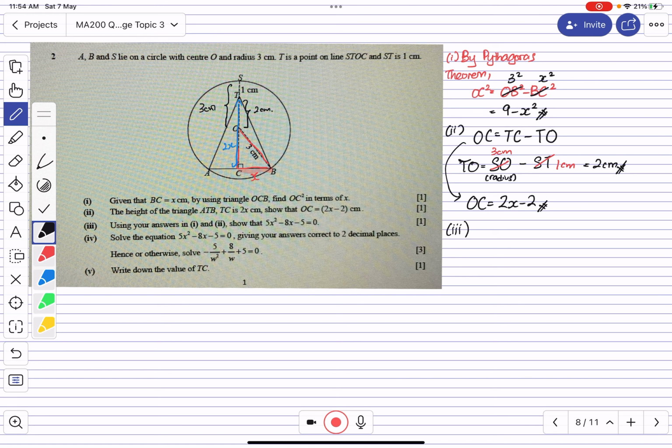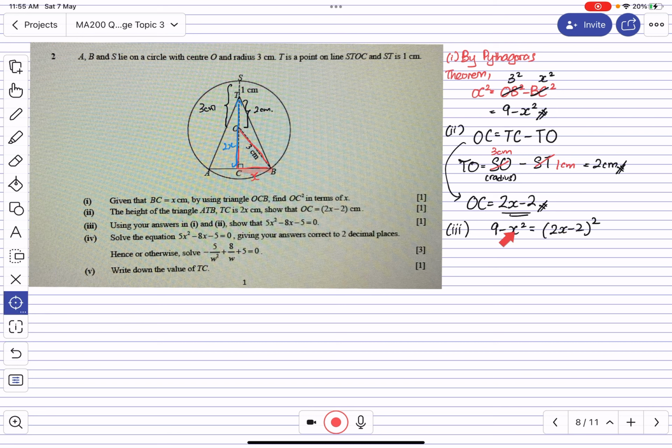Now, let's look at part 3. I want to show that 5x squared minus 8x minus 5 equals 0, using my answers in part 1 and part 2. In part 1 and part 2, I have found two different expressions for OC. In part 1, OC squared is 9 minus x squared. In part 2, OC is 2x minus 2, which means I can rewrite OC squared in two different ways: either 9 minus x squared or (2x minus 2) squared.